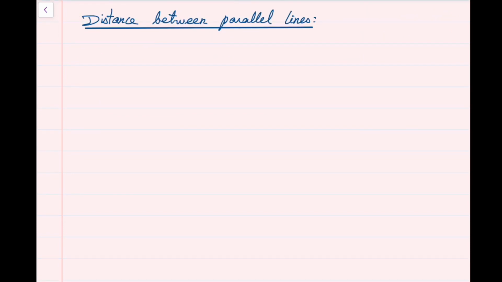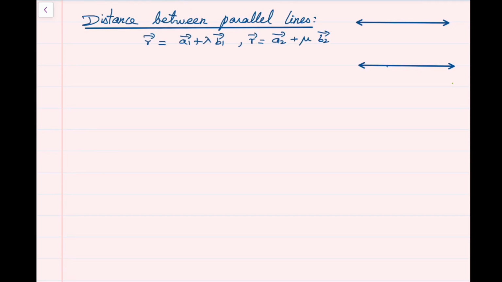Now let us see the formula to find the distance between two parallel lines. We cannot use the previous formula because for parallel lines B1 cross B2 will be 0. Consider these two parallel lines. Distance between them will be the same everywhere. Let us consider the equations of these two parallel lines. Let A1 be the position vector of a point on the first line and A2 be the position vector of a point on the second line.